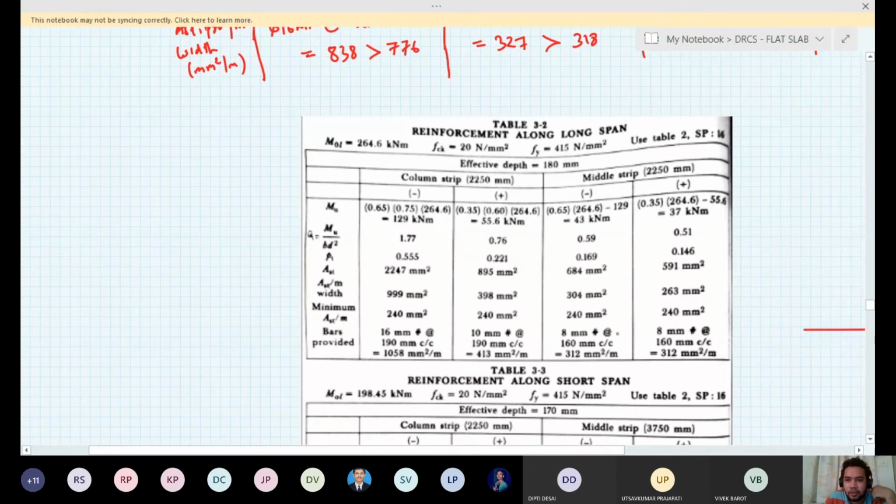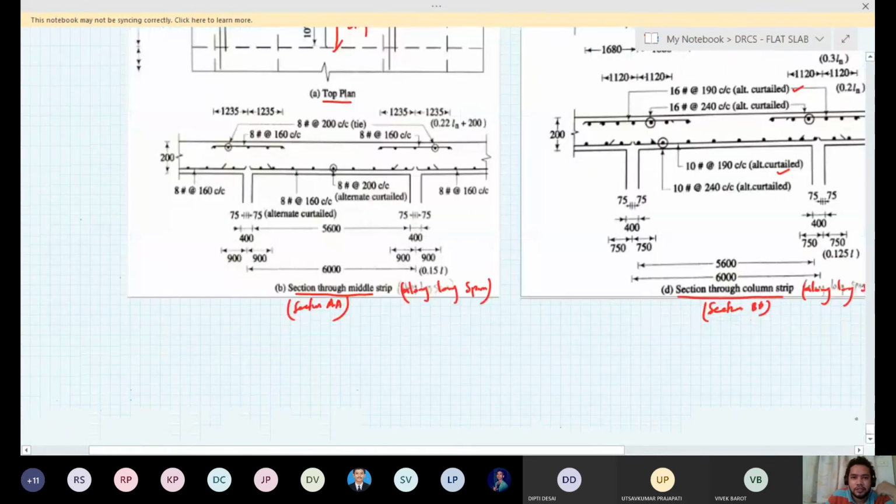So both are same. So 8 dia 160, 8 dia 160 you would find in the middle strip. Okay, so 8 dia 160 center to center, which is going through top all around, and at the bottom also 8 dia 160 center to center all around. And these are the distribution bars. 8 dia 200, it is the distribution in both of here. The distribution is 16 dia 240.